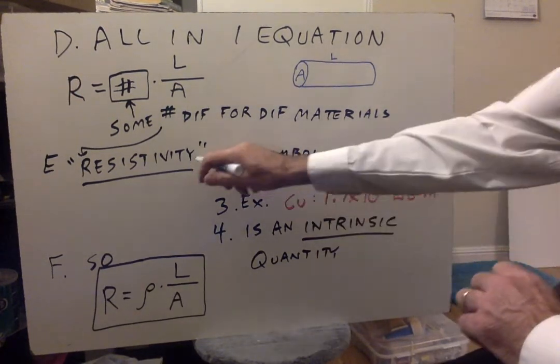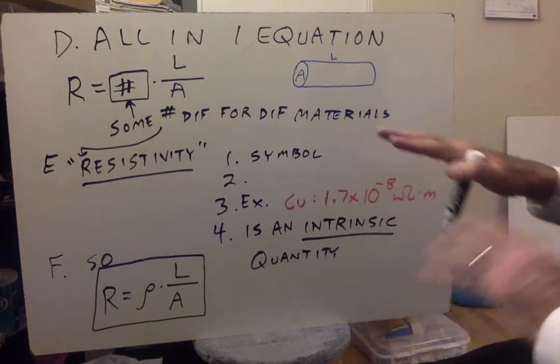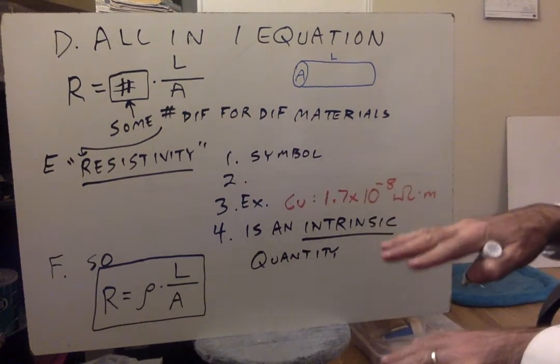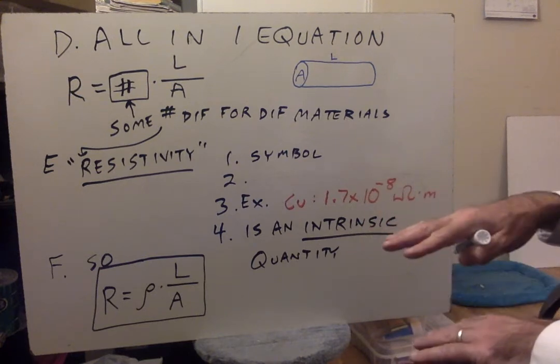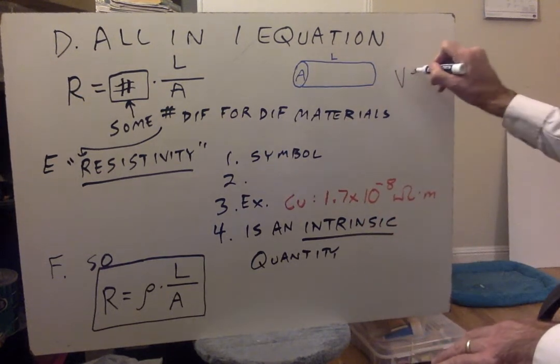Not resistance, but resistivity. And you want to be very careful not to confuse the two. Resistance is what you learned in 9th grade and you've been doing so far. You're very comfortable with that. V equals IR, that's resistance.